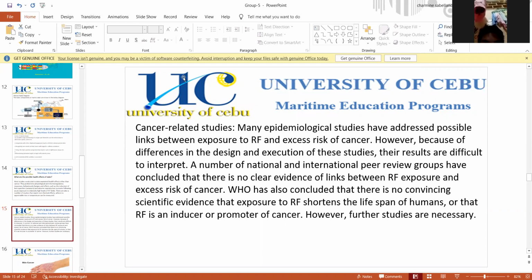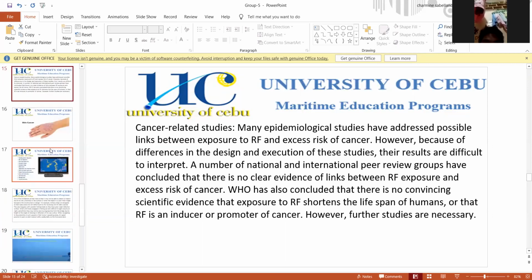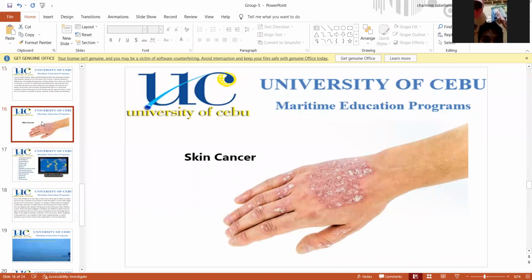The World Health Organization has also concluded that there is no convincing scientific evidence that exposure to RF shortens the lifespan of humans, or that RF is an inducer or promoter of cancer. However, further studies are necessary. This is an illustration of skin cancer.